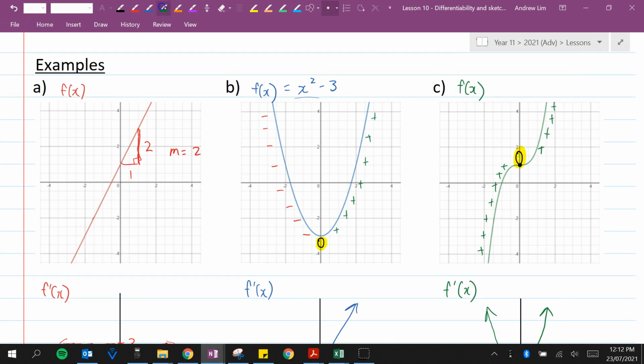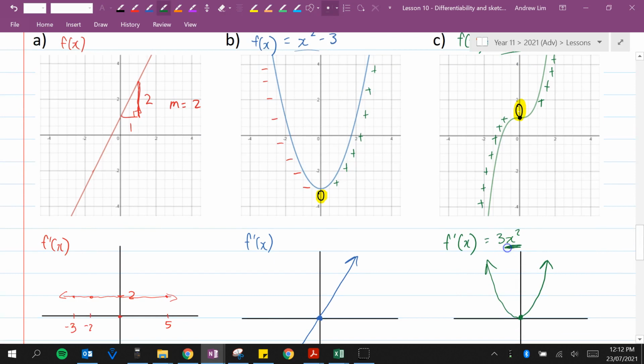Here we've got f of x, let's just say that's x cubed plus 1. If we were to differentiate this, we get 3x squared, right? Well, x squared tells us it's a concave up parabola, and that's exactly what we have.